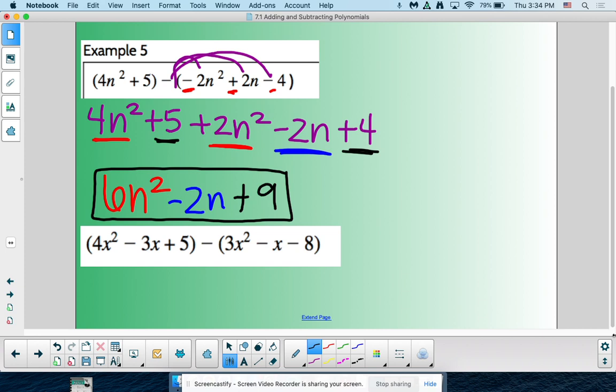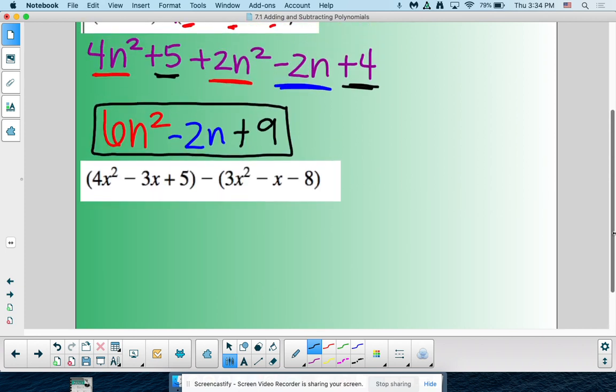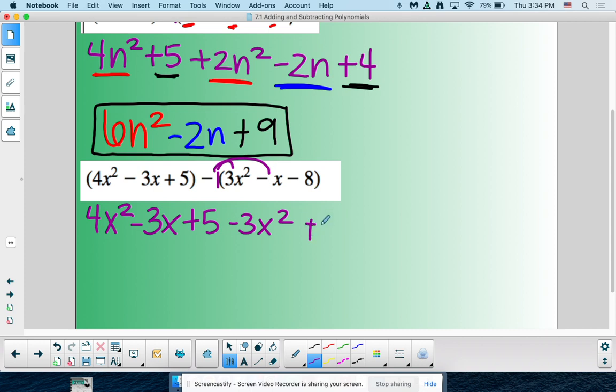Okay, folks, last one here on this little page of our notes. So same thing, distribute that -1 first. So you begin by writing the first polynomial exactly how you see it. And then we distribute. -1 times 3 is -3x squared. -1 times -x makes it a positive x. And then -1 times -8 is a positive 8. Again, folks, all that happened there is these signs became the opposite.